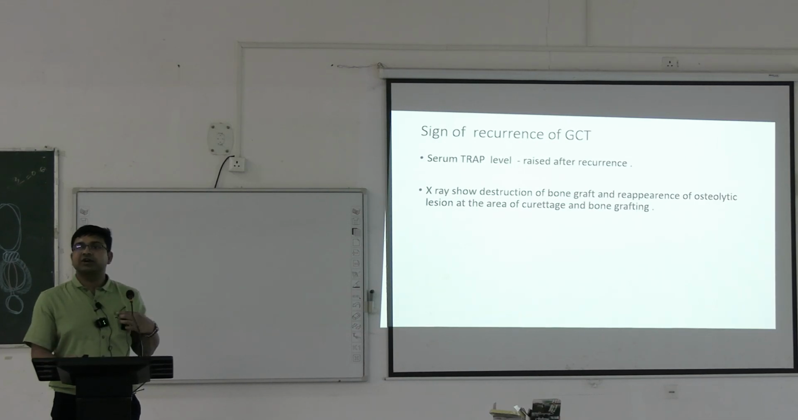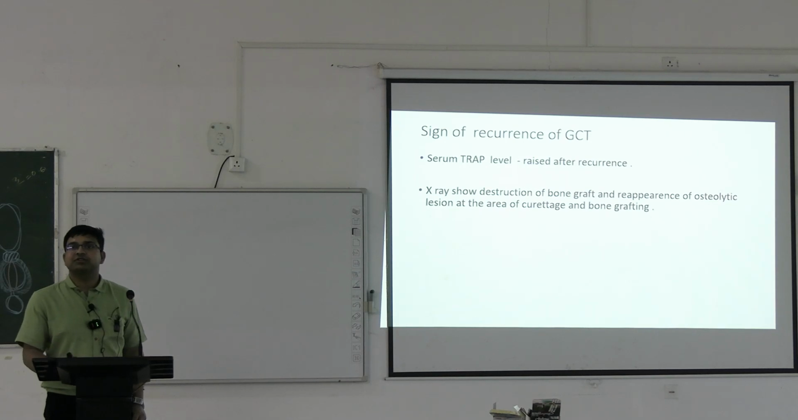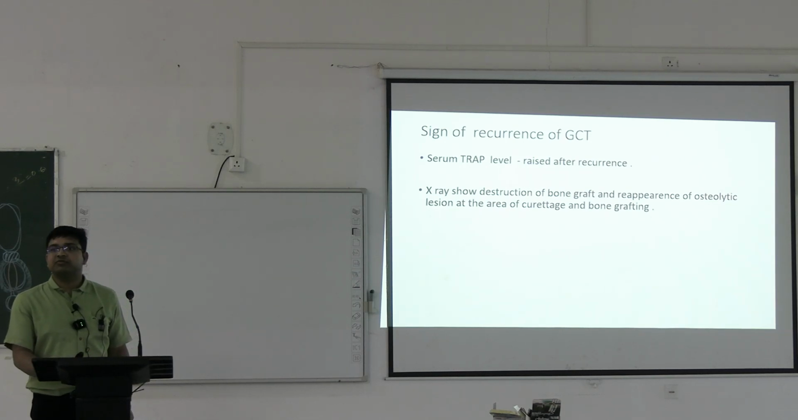Another thing that was not written: which drug is used in GCT? Which drug or injection is used in GCT? Yes, denosumab, high dose denosumab can be used. Okay, stop it now.